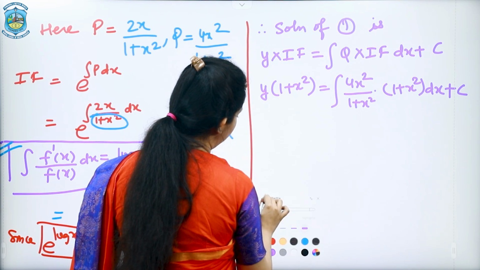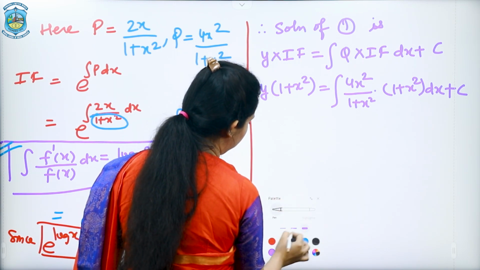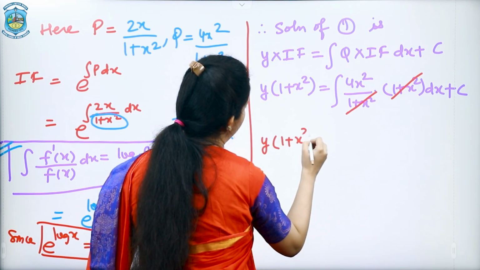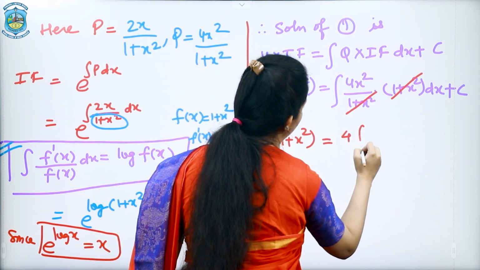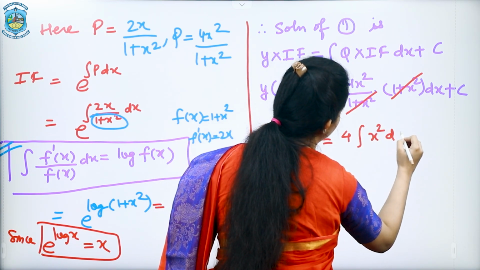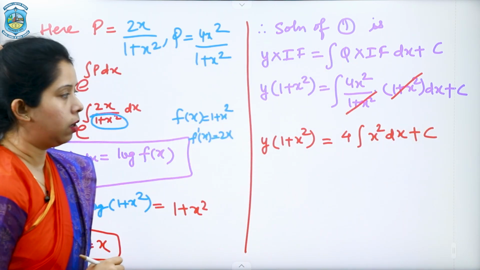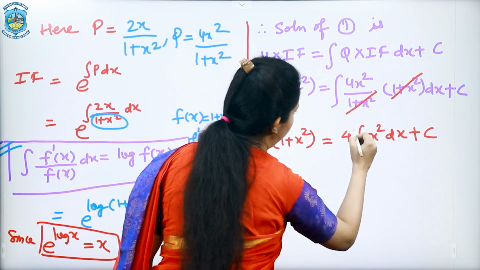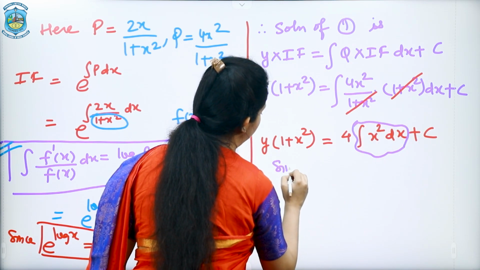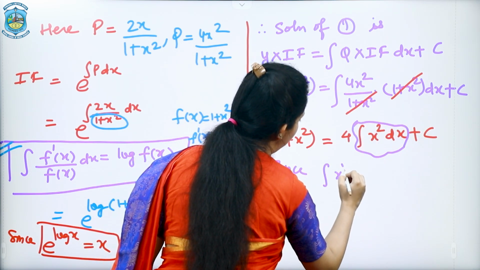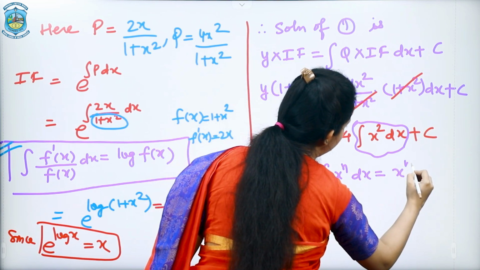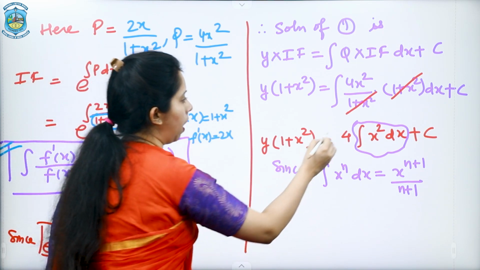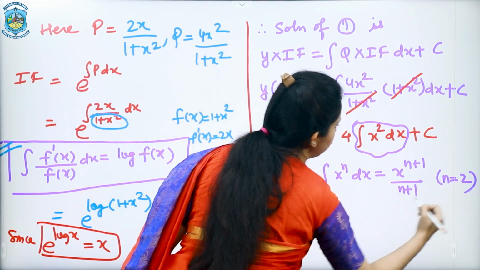So, here you can see that we have like terms, so we can cancel it out. 1 plus x square will get cancelled and we have y into 1 plus x square is equal to 4 times integral x square dx plus c. So, here we have a formula for integration. We have to integrate this part. Integration x raised to the power n dx is equal to x raised to the power n plus 1 divided by n plus 1. Here the value of n is 2.